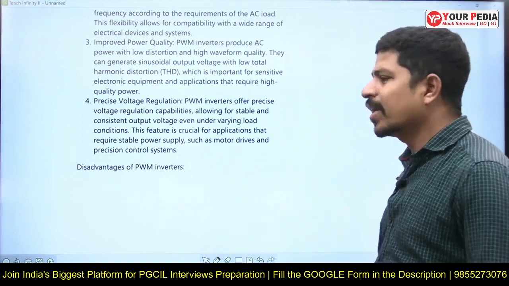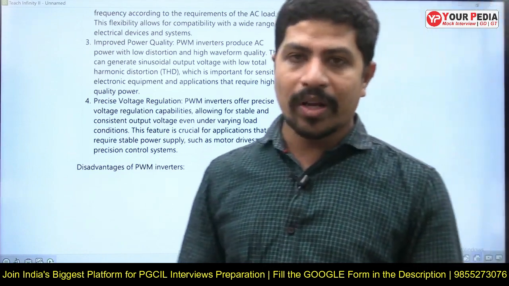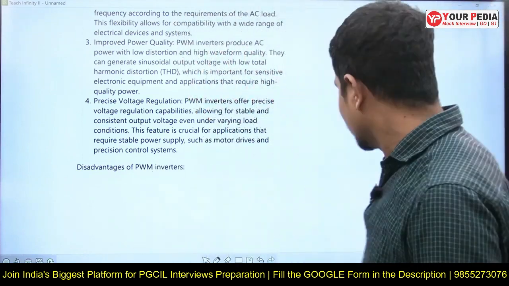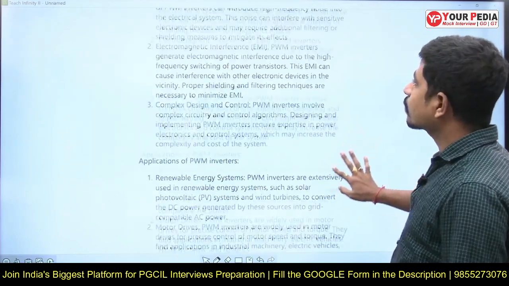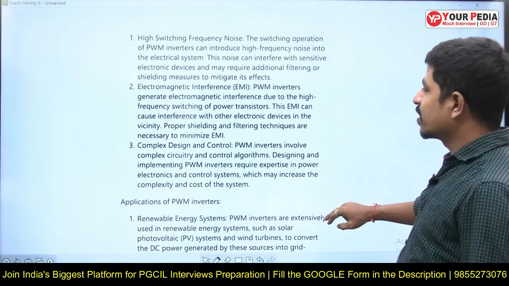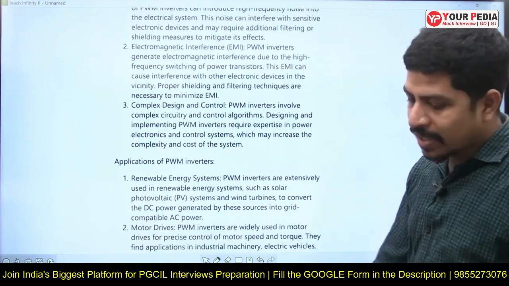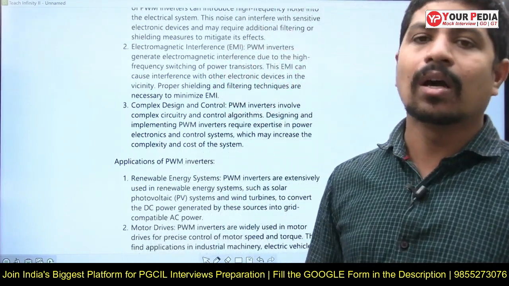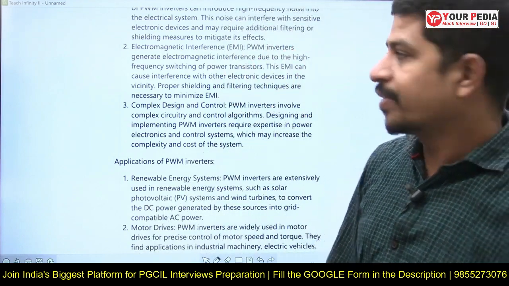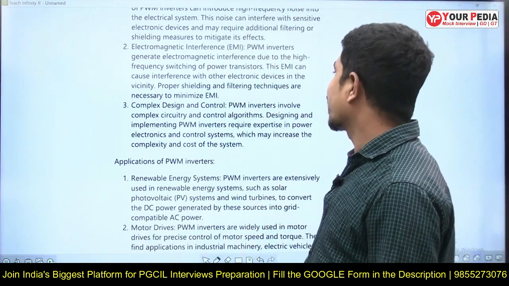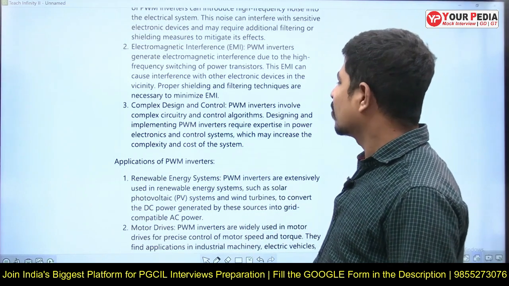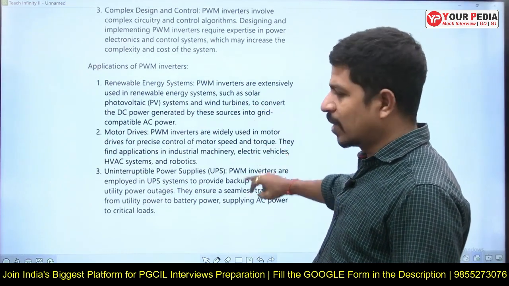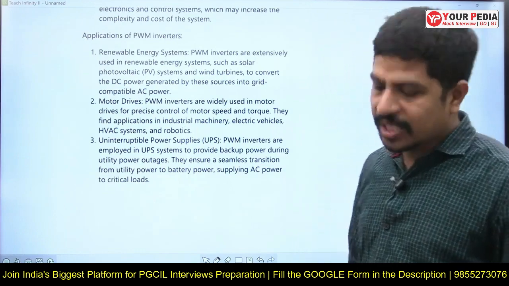Precise voltage regulation, we can get good voltage regulation with this PWM inverter. So these are the advantages. Let's see what the disadvantages are. High switching frequency noise. We are using electronic switches operating at high switching frequency, therefore that high switching frequency will cause noise. The second one is electromagnetic interference, which will take place. And complex design and control. So those are the general disadvantages.